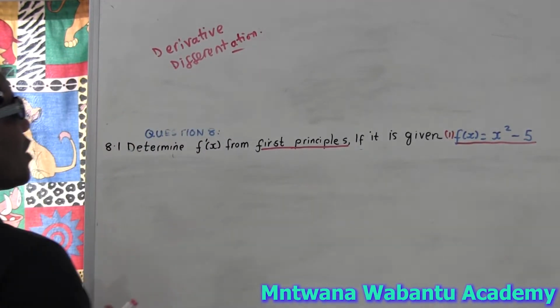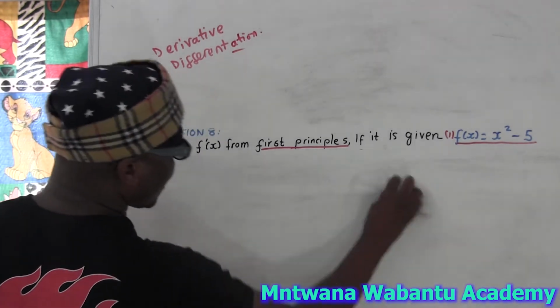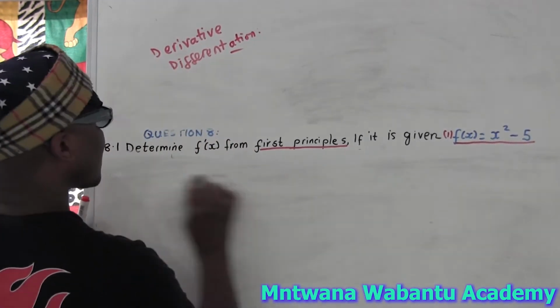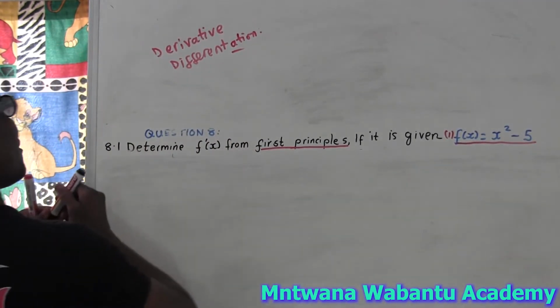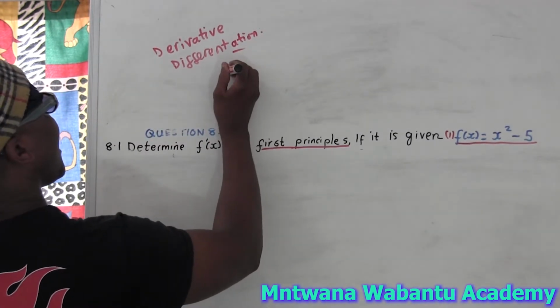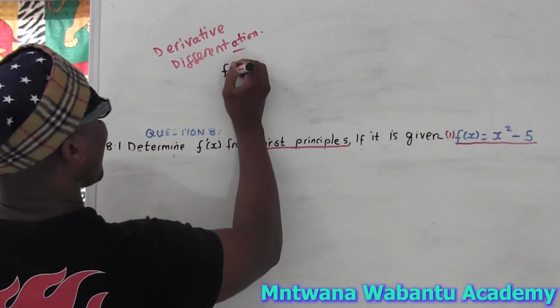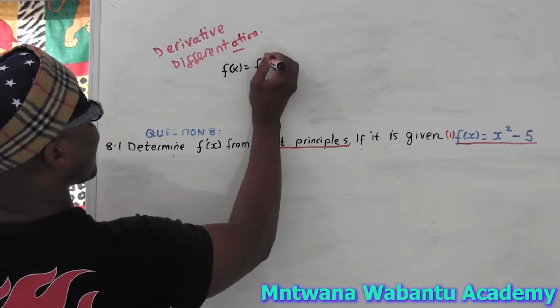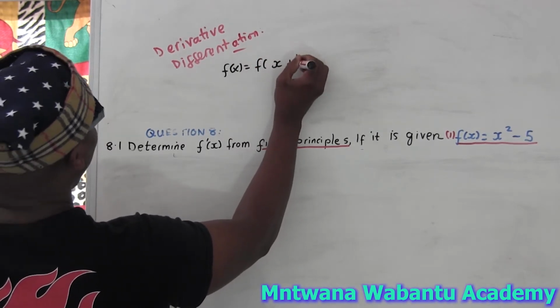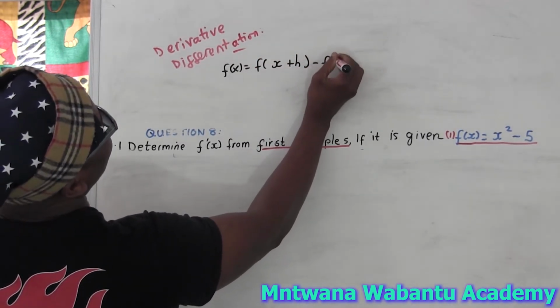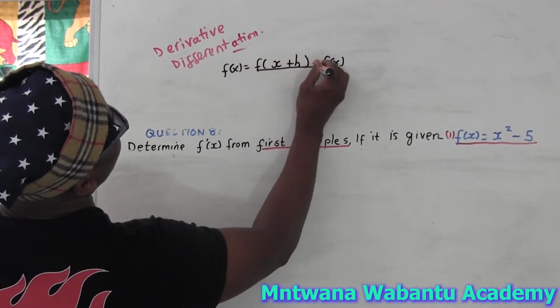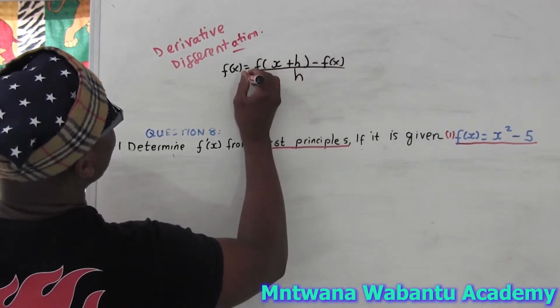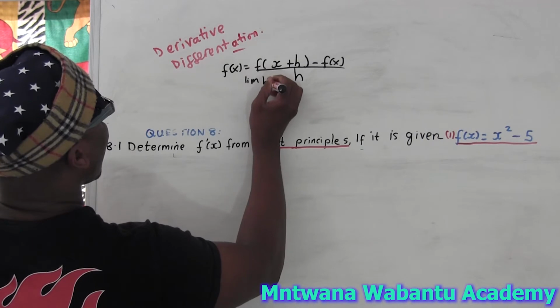Okay. So let's use first principle and solve that question. So what we'll do, first you have to memorize this formula. Is f, right? So f prime of x equal to the limit as h goes to 0 of f of x plus h, minus f of x, over h.